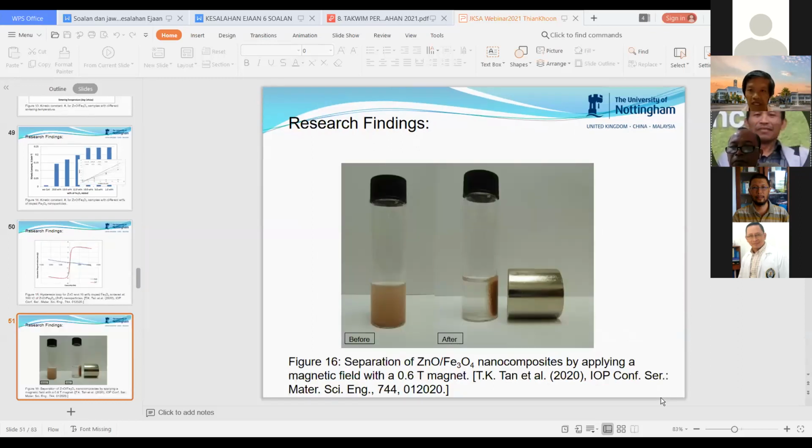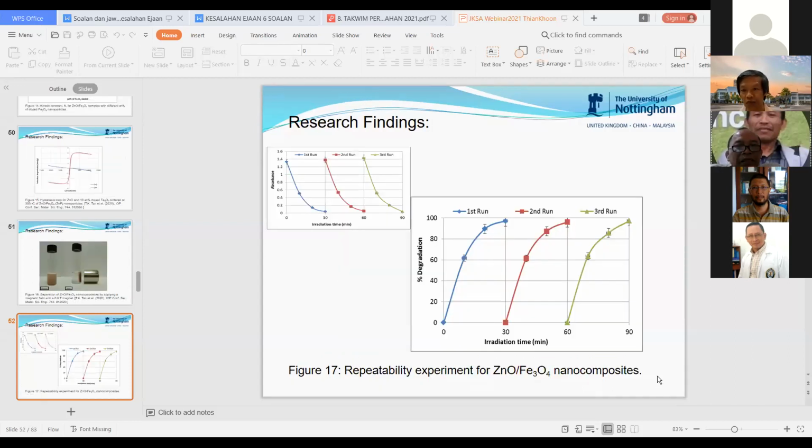After we found this magnetic characteristic, we tried to degrade a few times so we can separate it. Within a minute, it's already clearly separated. As I said, we do it a few times. Here we did 3 runs, and it still shows a significant degradation.